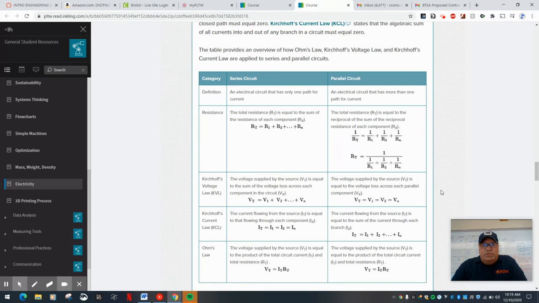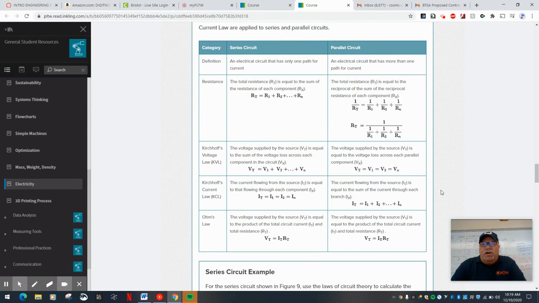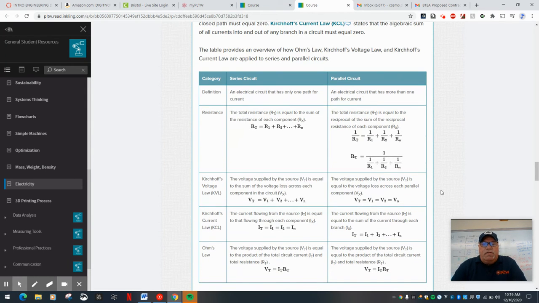So this table shows an overview of how Ohm's law, Kirchhoff's voltage law, and Kirchhoff's current law are applied to series and parallel circuits. Okay, so here on one side we have series circuits, and the other is parallel circuits. In a series circuit, the total resistance is equal to the sum of the resistance of each component. Example, R1 plus R2 plus R3 and so on is equal to the total resistance, or RT.